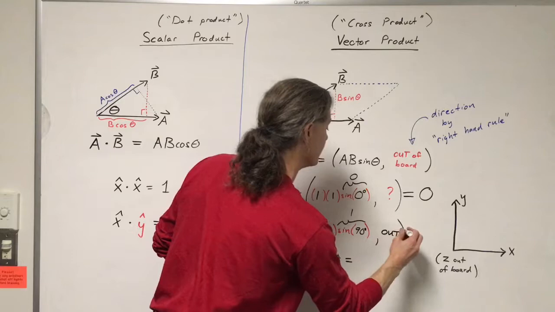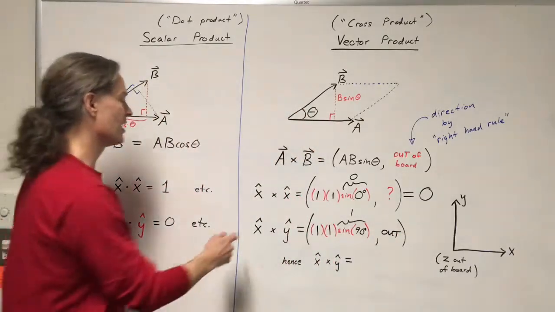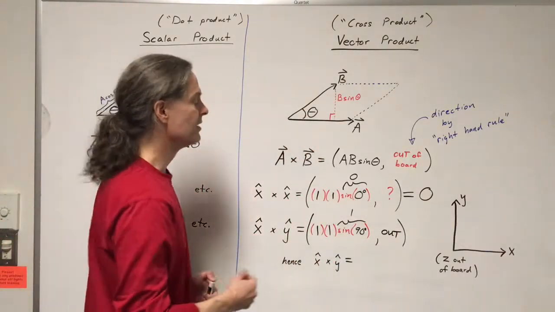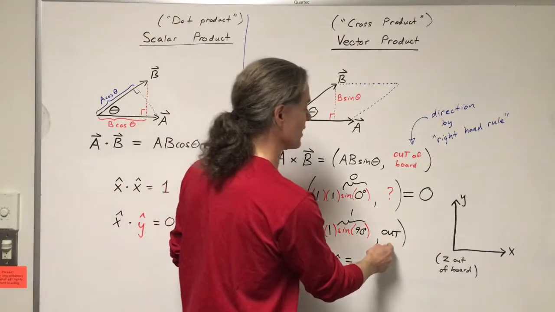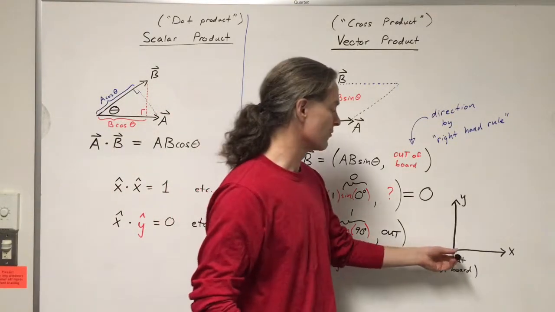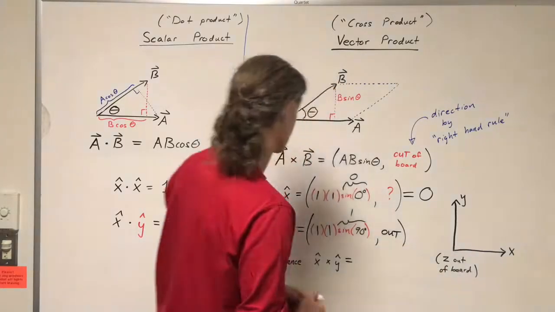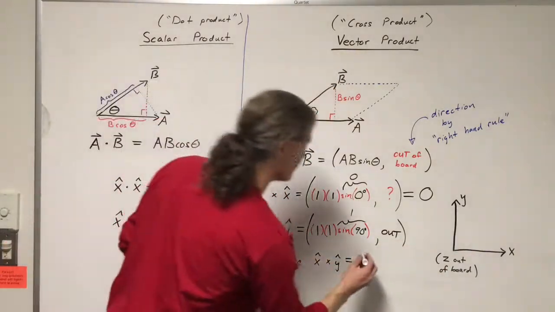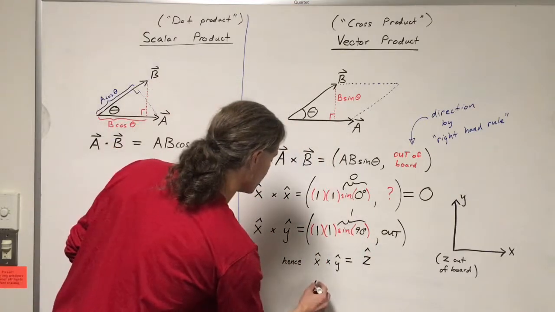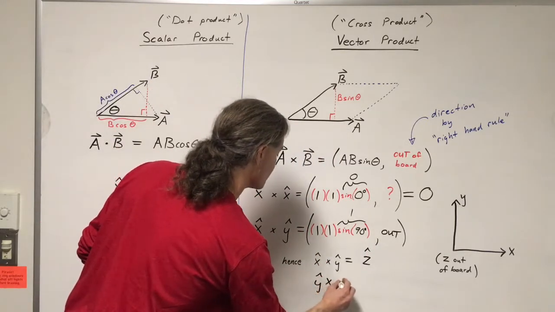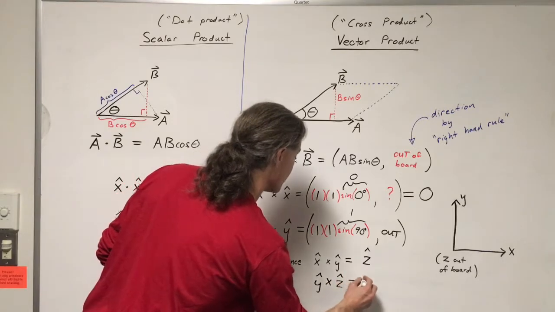So what we have when we take x hat cross y hat is a vector with magnitude 1 and a direction out of the board. Well, that's just the unit vector in the z direction. So x hat cross y hat is z hat. Likewise, y hat cross z hat is equal to x hat.